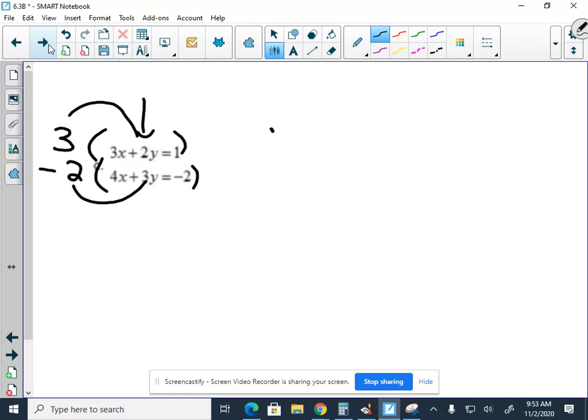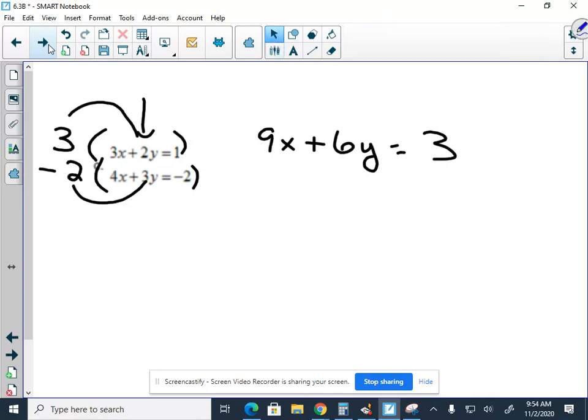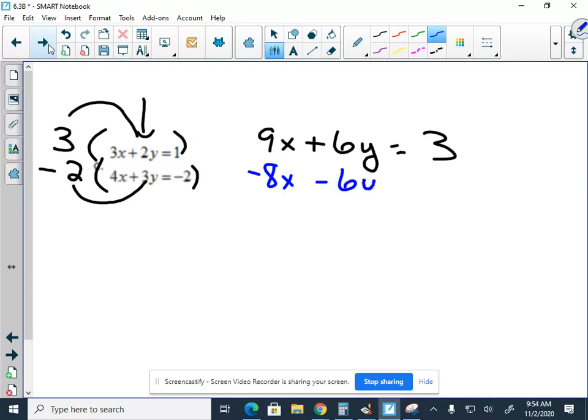So this, 3 times x is 9x. Then we get plus 6y, that's what we wanted, equals 3. Make sure you multiply everything in that whole equation by 3. 3 times that is 9, 3 times that is 6, 3 times that is 3. And the other one, by negative 2, we get negative 8x. Minus 6y, ding, ding, ding, that's what we wanted. A negative times a negative is a positive 4.